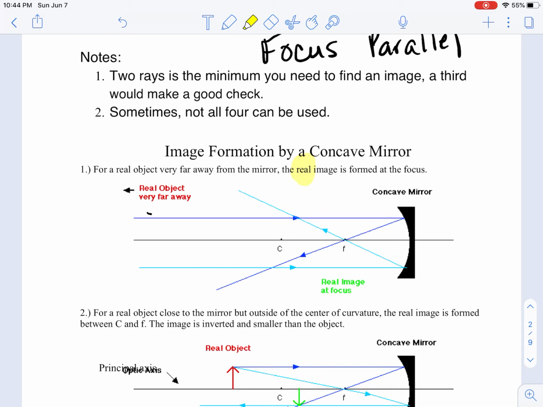So if we look here, what they've done is they've taken the top and bottom of a real object from very far away, and they've done parallel focus. They went parallel through the focus, and then they took the bottom of the very object very far away and reflected it parallel focus again, okay? And what they got was a real image that's formed at the focus. This is not something we're going to be utilizing, but it is an option.